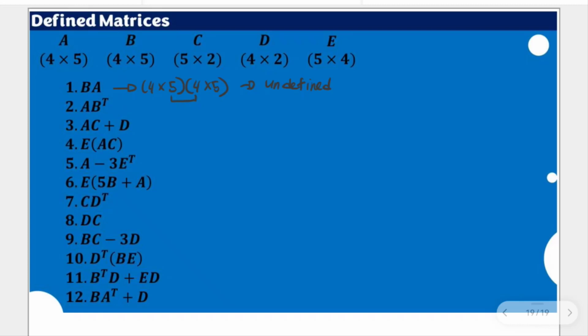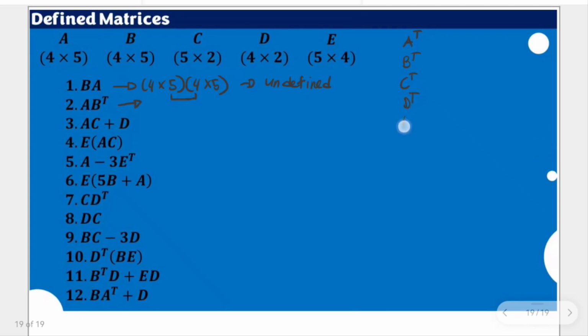Next is the product of A and B transpose. The B transpose is the transpose of B, which allows us to interchange the number of rows and columns. Since we also have A, C, D, and E on the remaining items, let's also write the transpose of A, B, C, D, and E. We're just going to interchange the number of rows and columns.